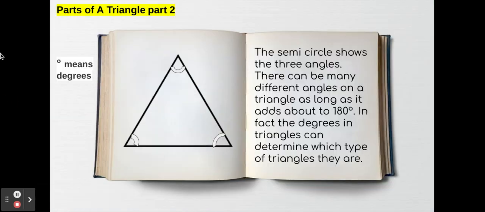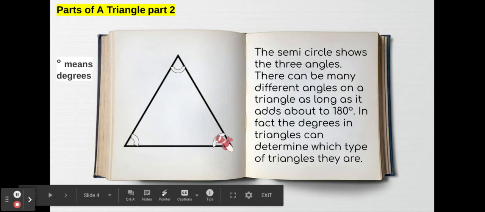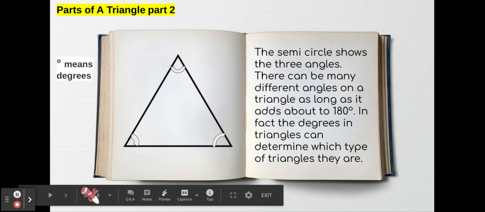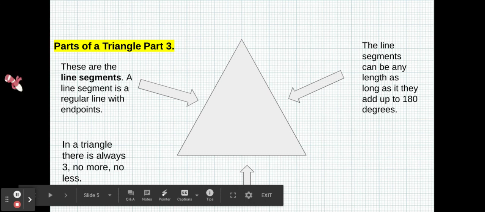Parts of a triangle, part 2. The semicircle, these things, show the three angles. There can be different angles on a triangle as long as it adds to about 180 degrees. In fact, the degrees in triangles can determine what type of triangles they are. And that little dot thing right there, that means degrees. So you can use that on a test or on a piece of paper because it's much nicer than just the word degrees.